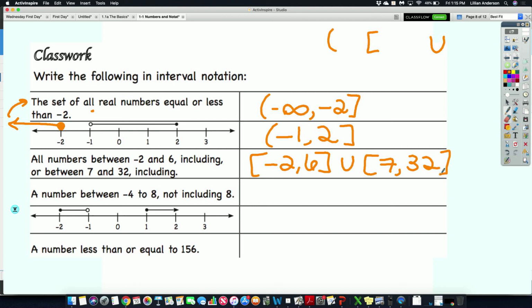We'll keep going with the rest of them, but you guys make sure we get through these. A number between -4 to 8, not including 8. Well, if it's not including 8, what does that mean? Parentheses around the 8. But a bracket around the -4.